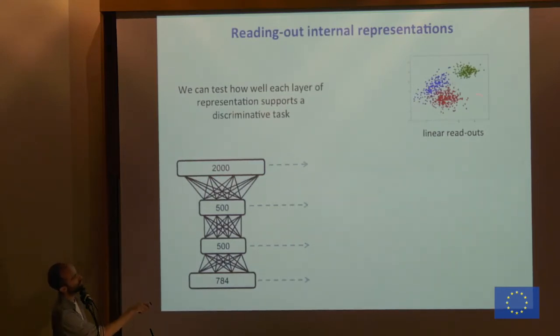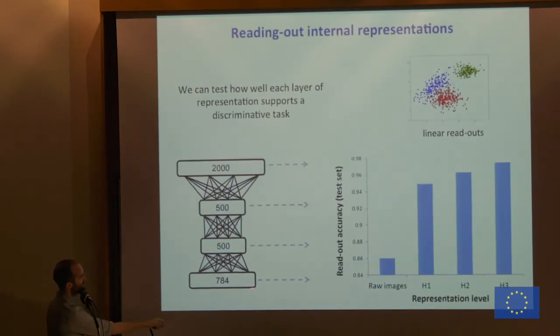Just putting straight edges between the classes. If we perform the readout at the input images, classification is 86% accurate. But as we move up in the hierarchy, we might reach, for example, 96, 97%. So the higher we go in the hierarchy, the more separable the classes become. Even if, let me say once again, learning is completely unsupervised. The goal was not to classify.